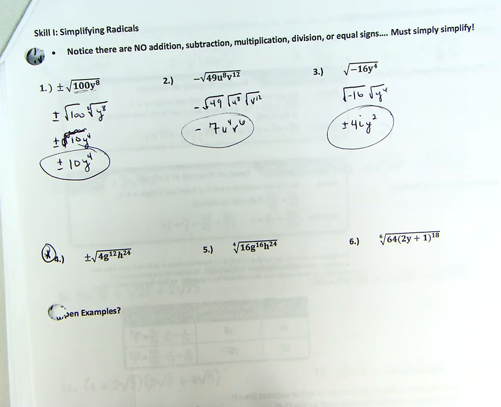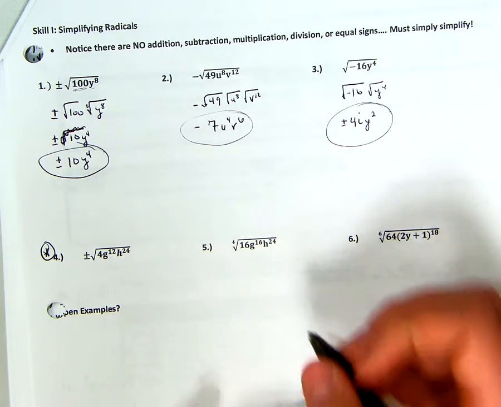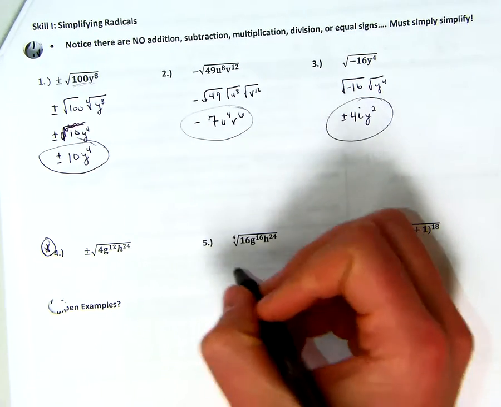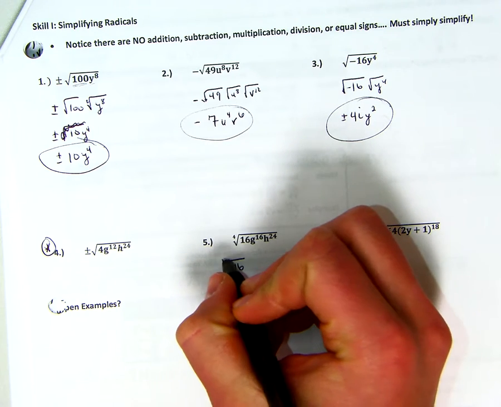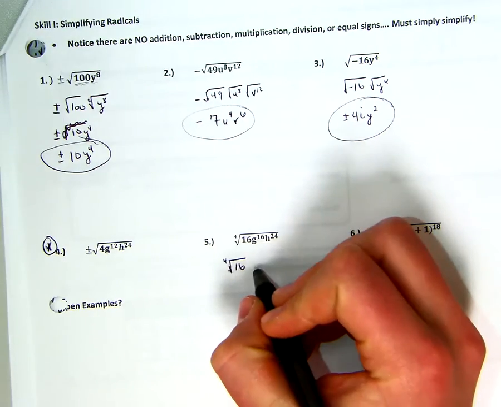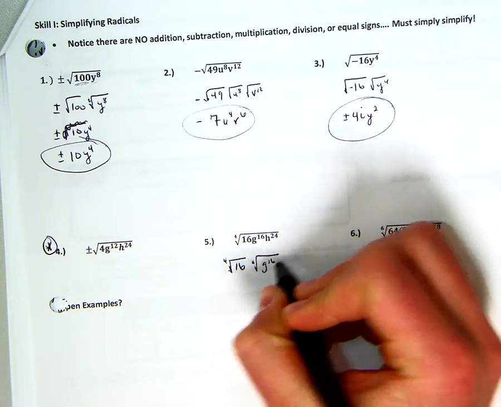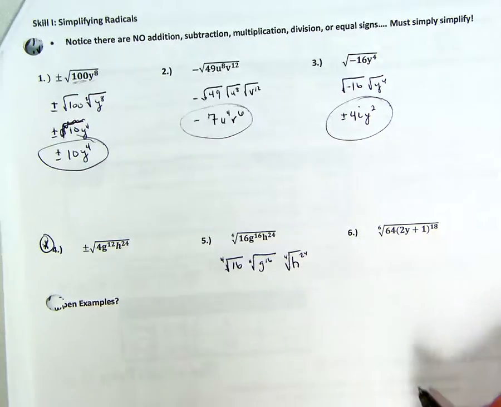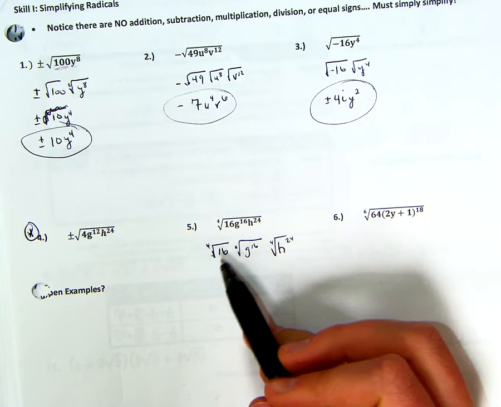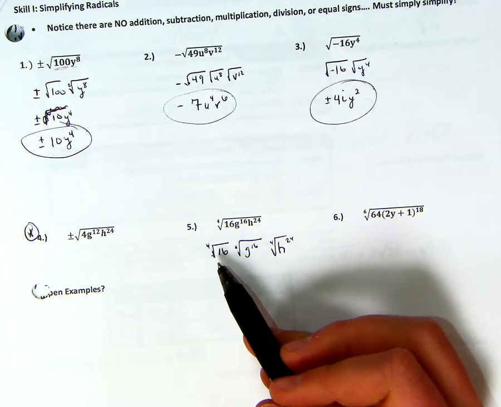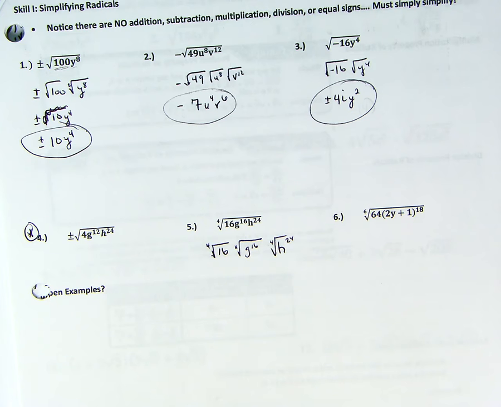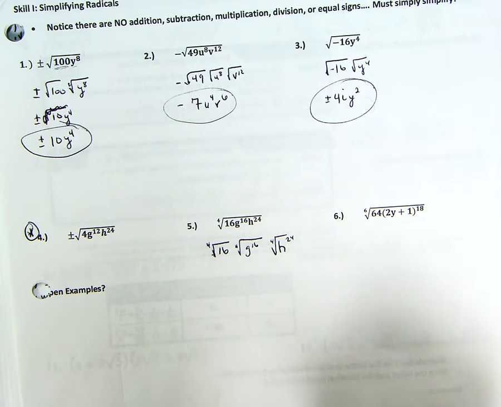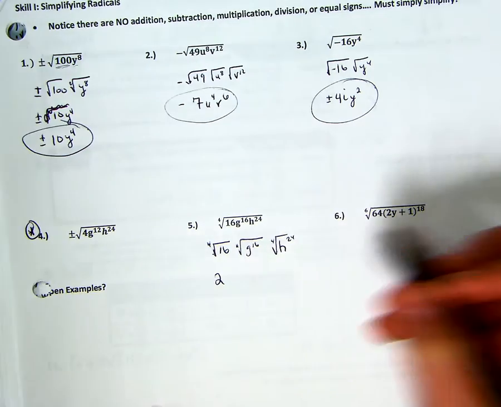Now 5 is a little bit more, right? Now we have the fourth root. But the same rules apply. So I'm just going to break it up. So I have the fourth root of 16, the fourth root of g to the 16th, and the fourth root of h to the 24th. For this first one, this is going to be the most difficult part: what number multiplied with itself 4 times is going to get us 16? That is 2. 2 times 2 times 2 times 2 will get us 16. So you get 2 there.